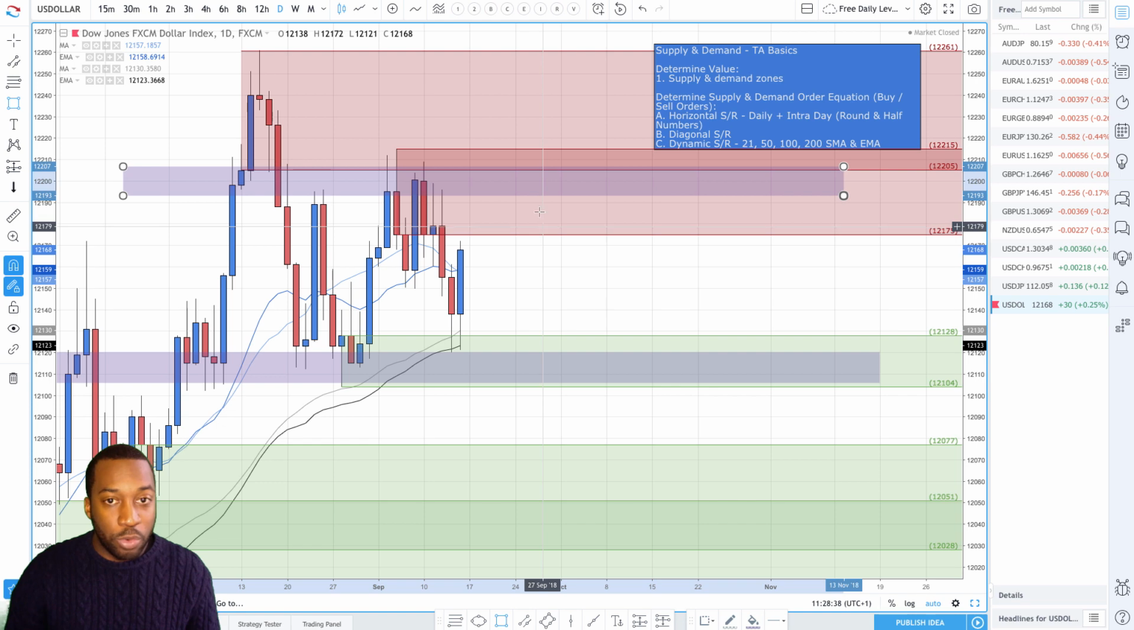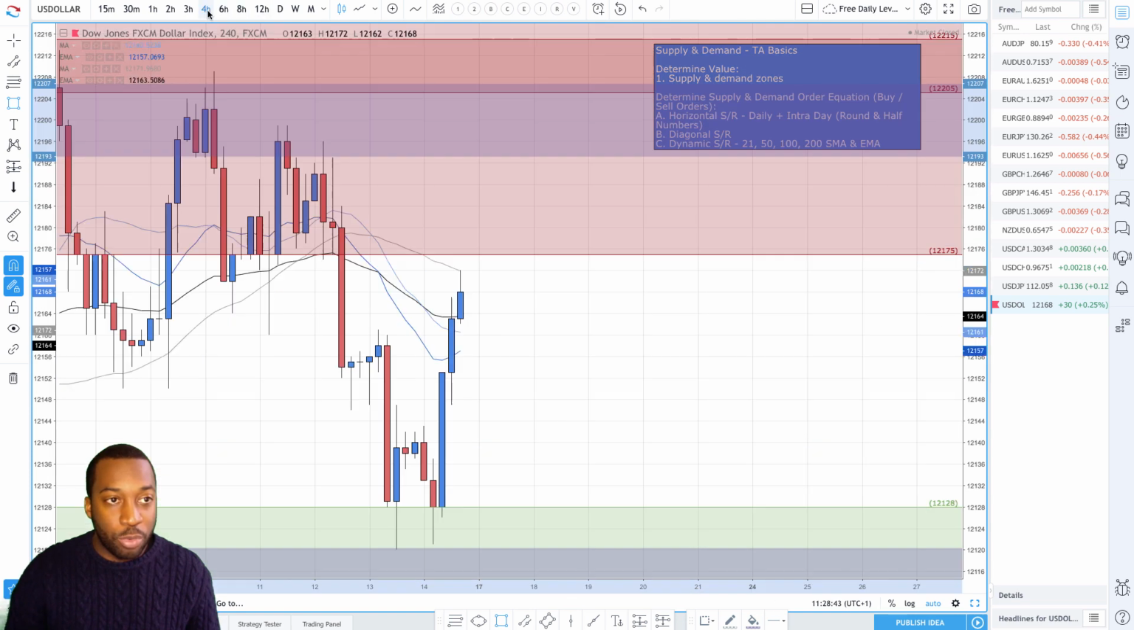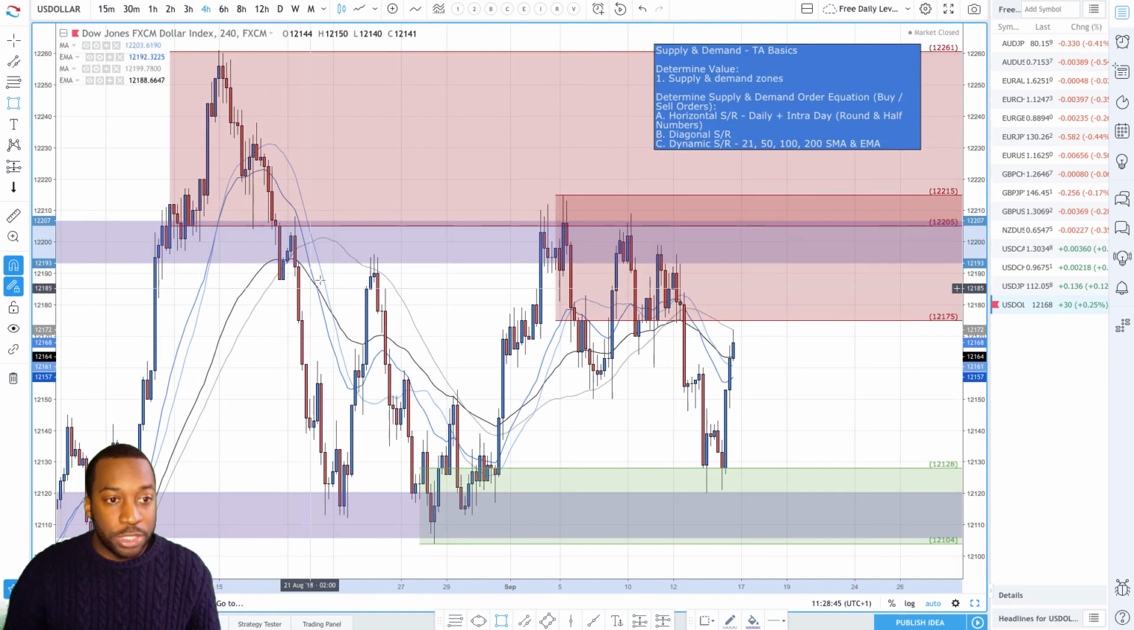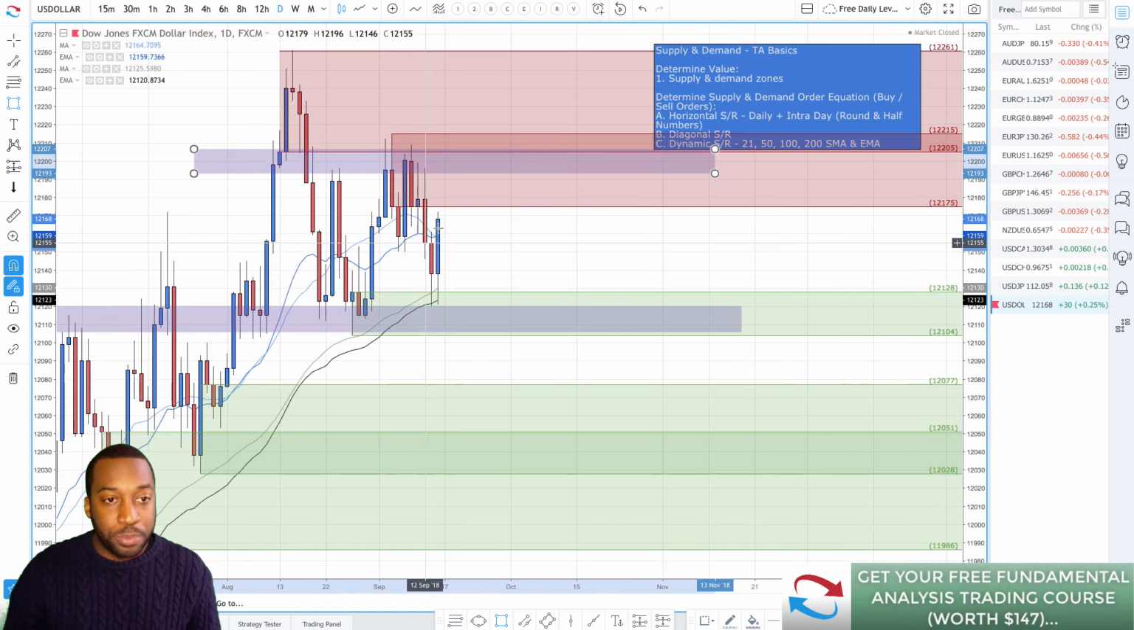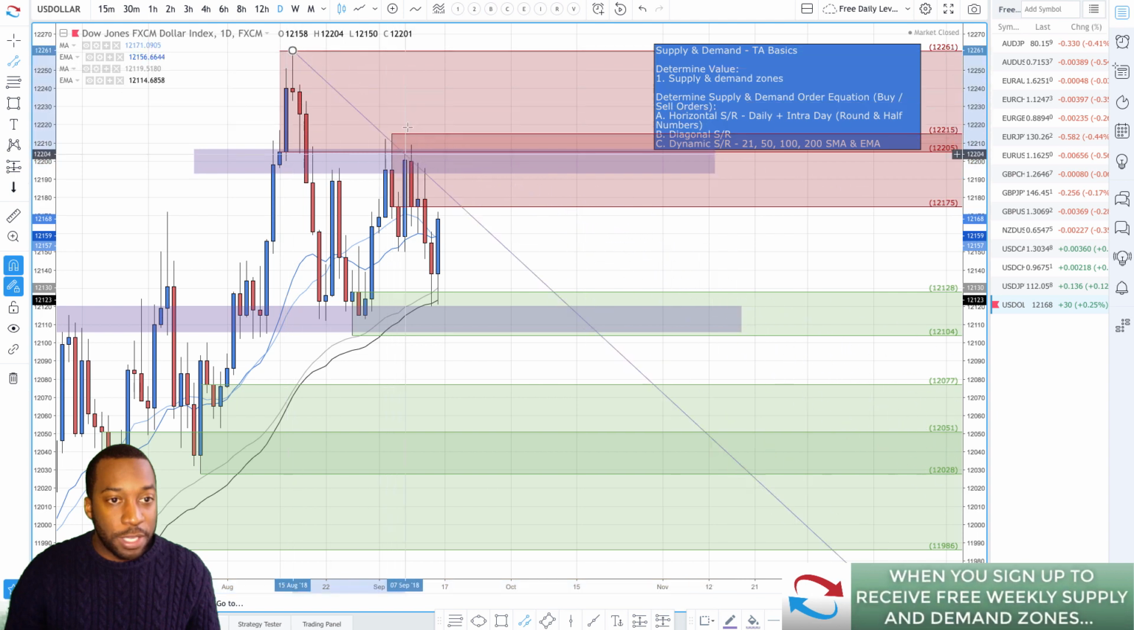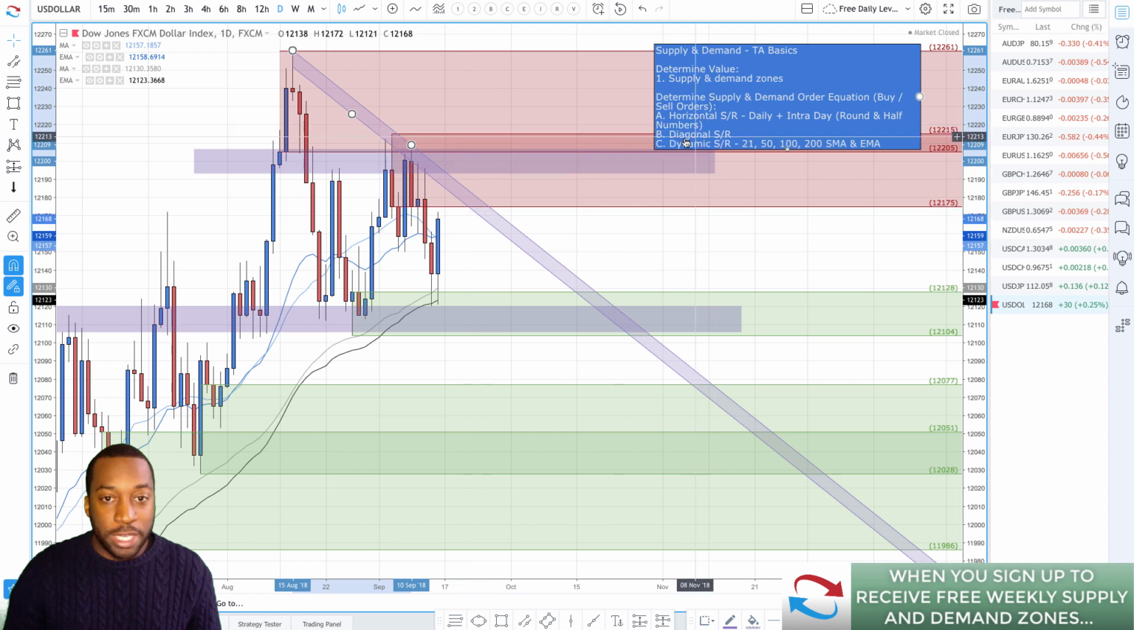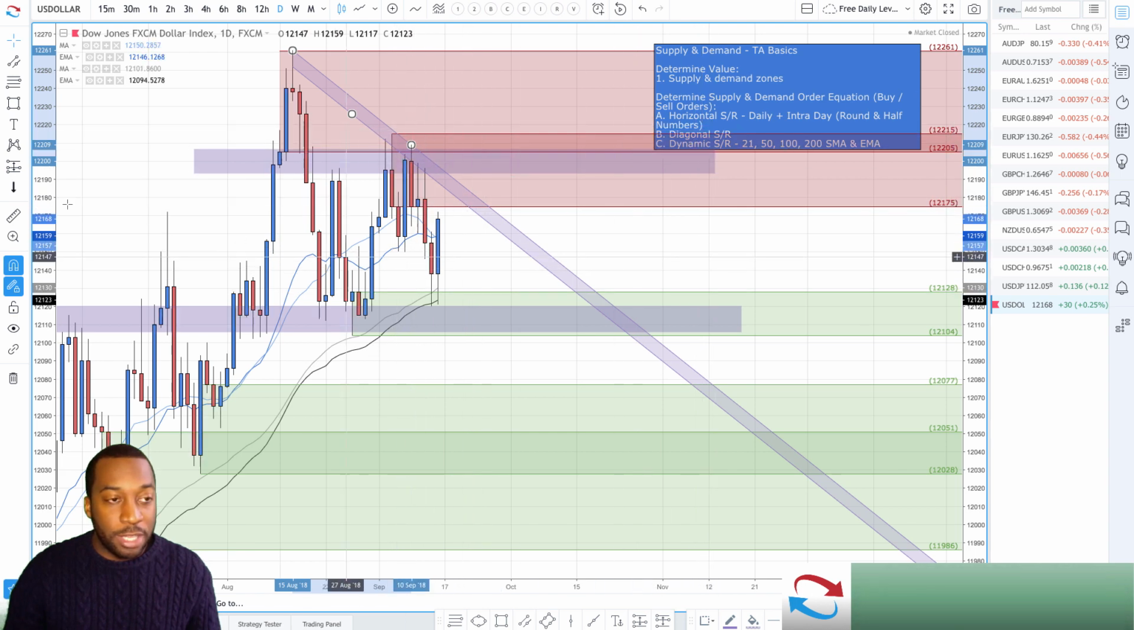Then you'd be looking for horizontal support and resistance both in the daily, and you would zoom down on the intraday, for example on the 4 hour, just to get better detail on certain support and resistance zones. Then we would look for any diagonal support and resistance, and it looks like you've got something here. And then any dynamic, but we know that we don't have any dynamic 50, 100 or 200 EMAs or SMAs.